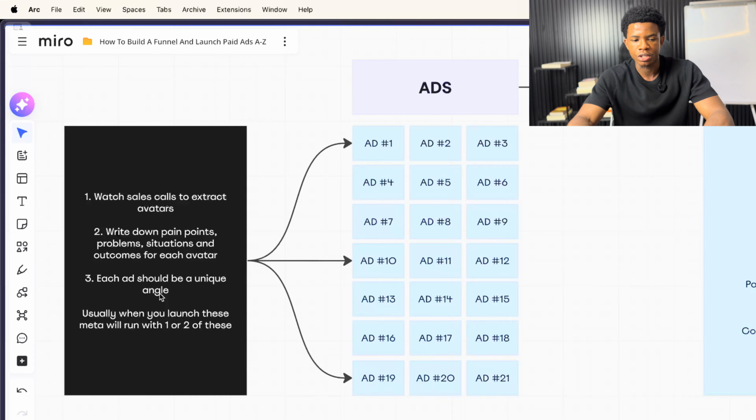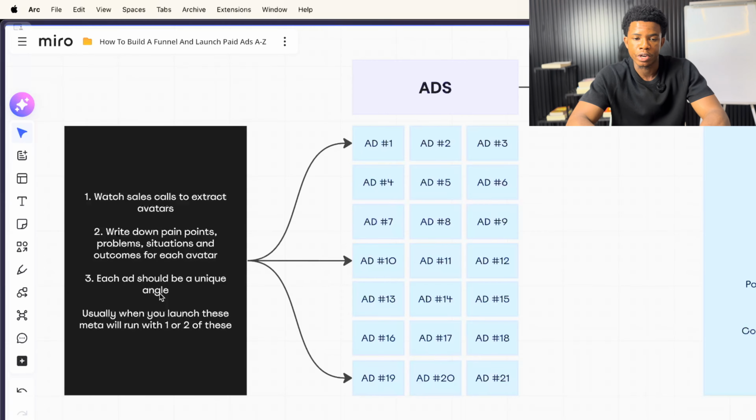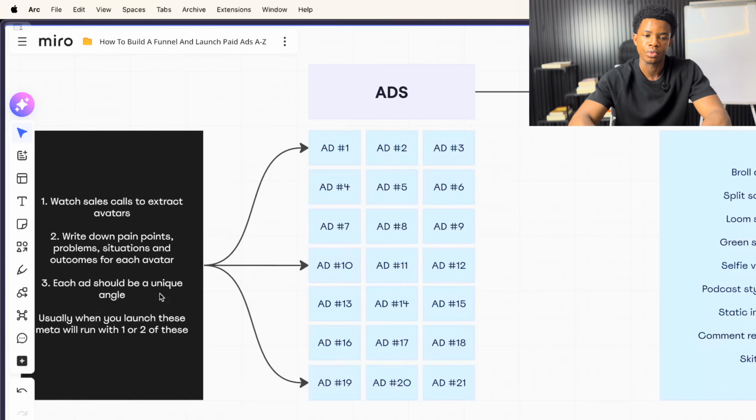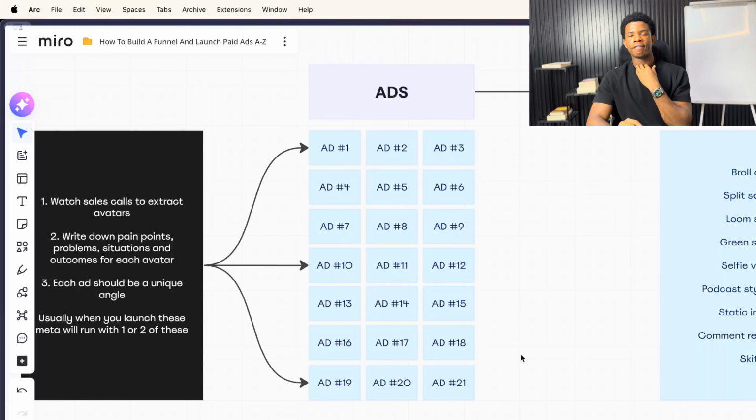And usually when you launch these, Meta is going to run with 1, 2, or 3 of these that hit. And that's their signal to tell you, hey, these ads are good, and the rest of the ones that you created are not. And that's completely fine. Usually it's just going to be 1, 2, 3 of them. And you really don't have to do anything besides just go in and iterate on those winning ads.